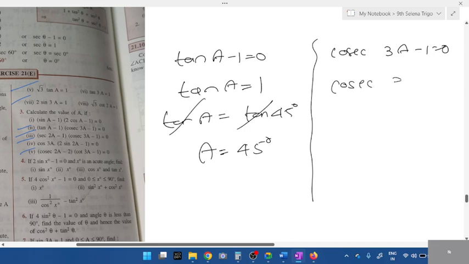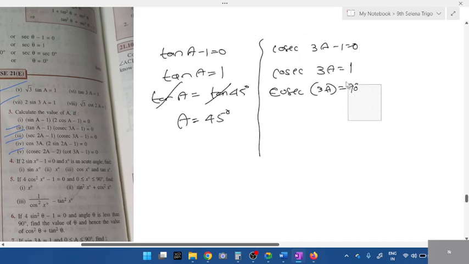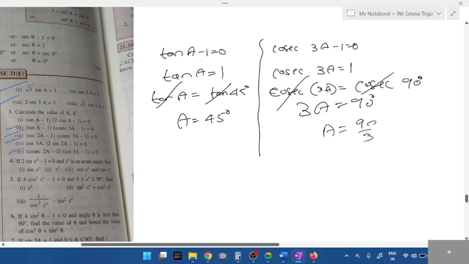This side, cosec 3A is equal to 1. Tell me, cosec of which angle gives 1, students? Very good. Cosec 90 is 1. Sorry, I have to write cosec 90, students. Cosec and cosec get cancelled. 3A is equal to 90. Right? So what's the answer for A? A can be 45 degrees and 30 degrees, since both are different.